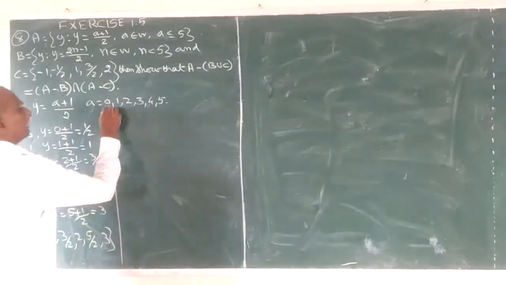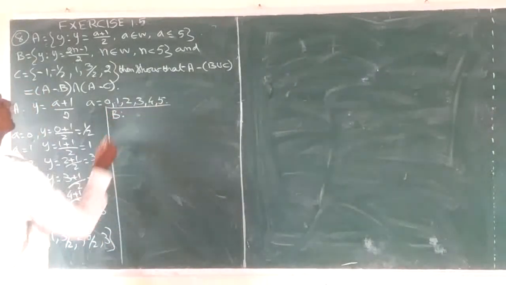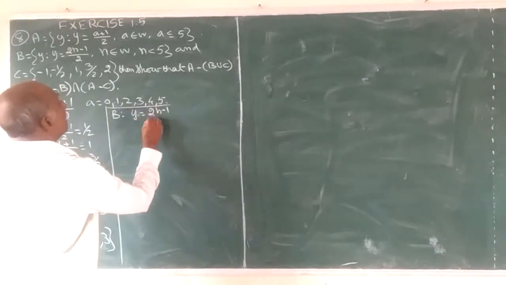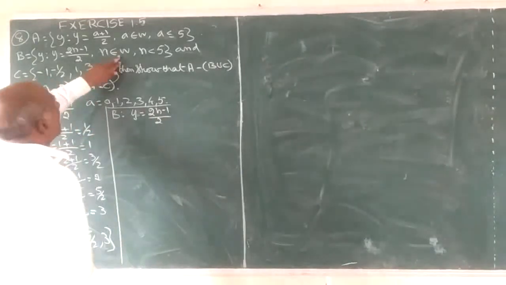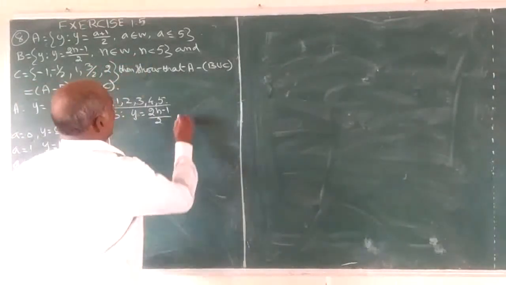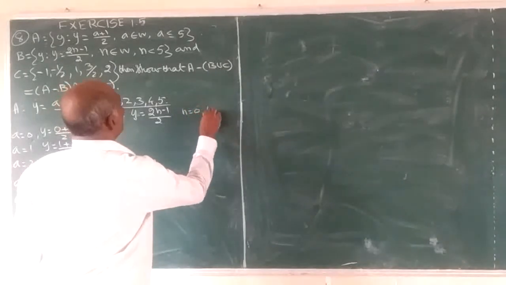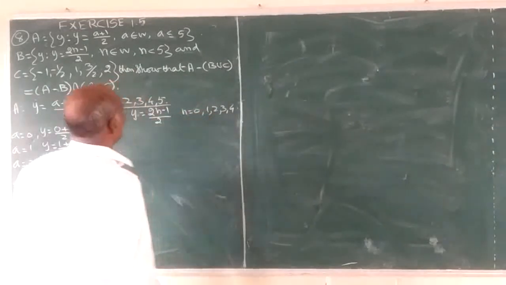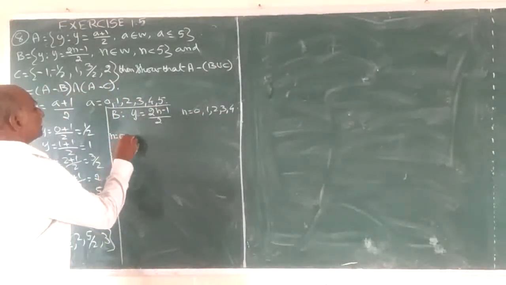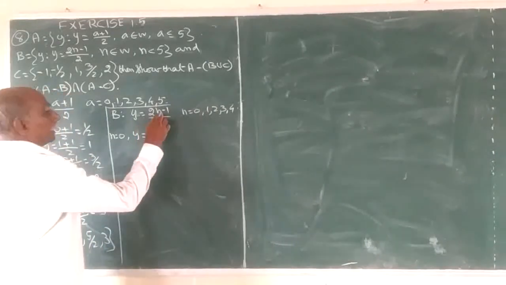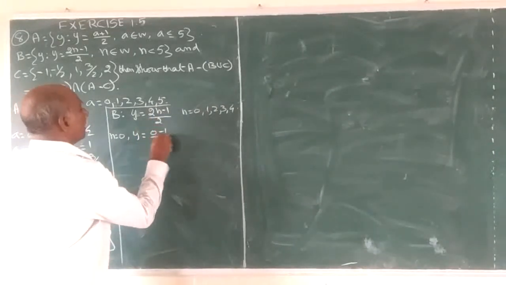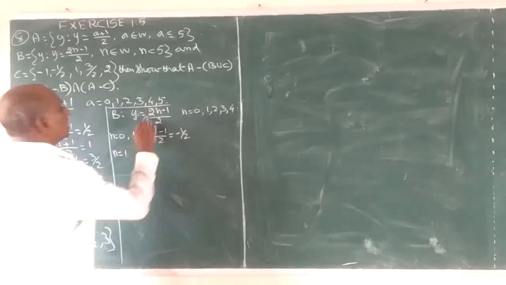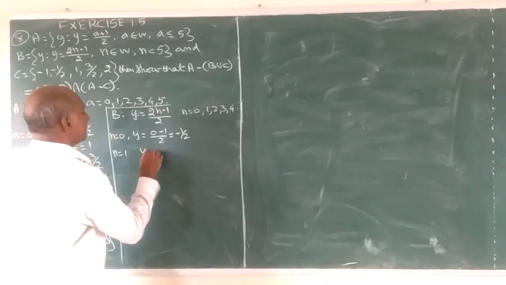Now find the set B. B is y equals (2n minus 1) by 2, which also belongs to W, with n less than 5. So n takes 0, 1, 2, 3 and 4 only. Now n equals 0, then y equals (2 into 0, 0 minus 1) by 2, which is minus 1 by 2. n equals 1: 2 into 1, 2 minus 1.